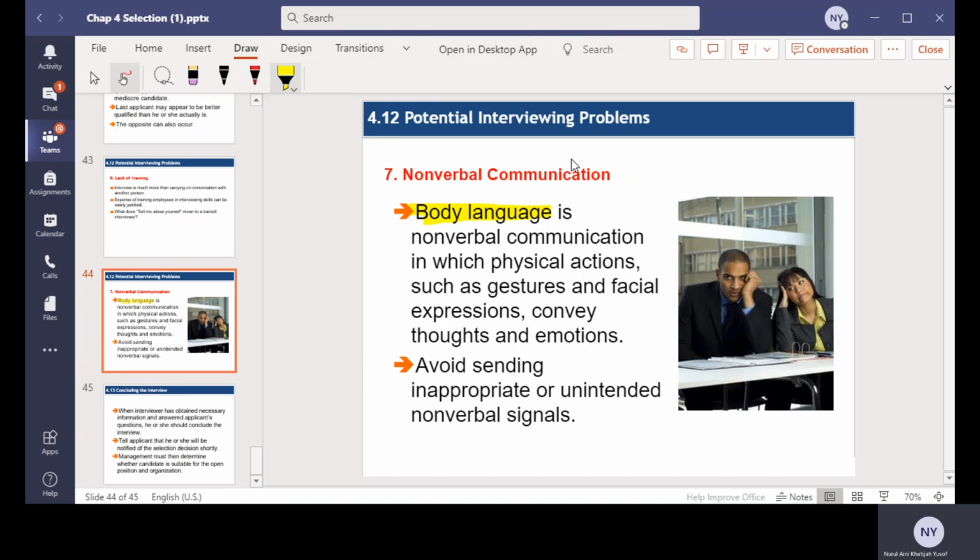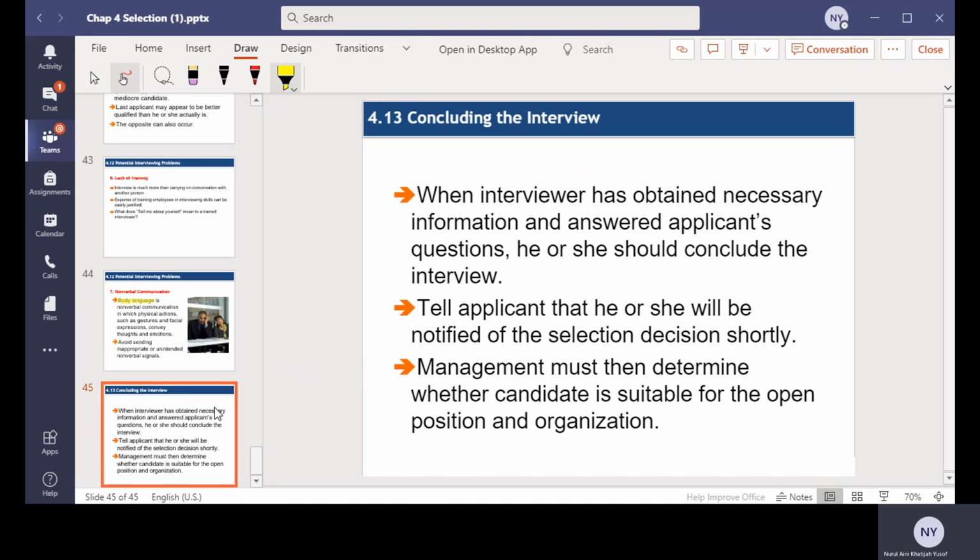And once the interview is done, conclude the interview. So when the interviewer has obtained the necessary information and answered the applicant's questions, he or she could conclude the interview. So tell the applicant that he or she will be notified of the selection decision shortly. Management must then determine whether the candidate is suitable for the open position and organization. So just inform the candidates that they will be called shortly.